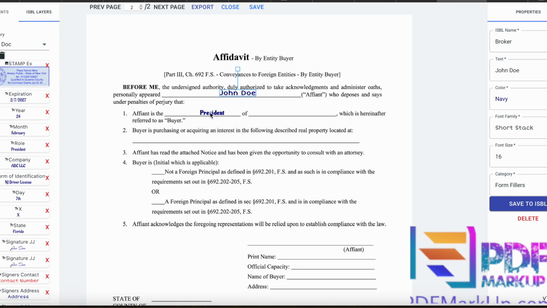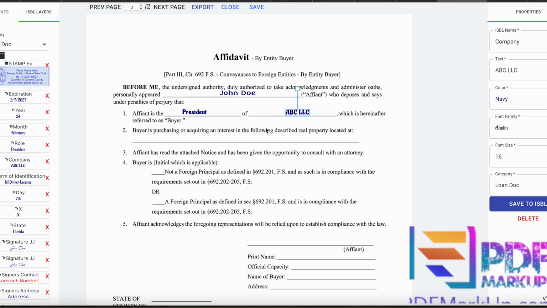President, the role of ABC LLC, which is hereinafter referred to as the buyer. Affiant is the president of ABC LLC, which is hereinafter referred to as buyer. So that makes sense, right? And that's the correct way to fill that out. Whatever the role is, and then the name of the company.